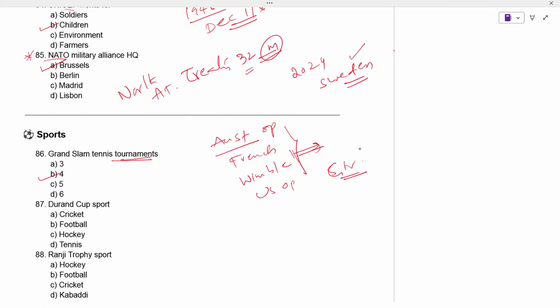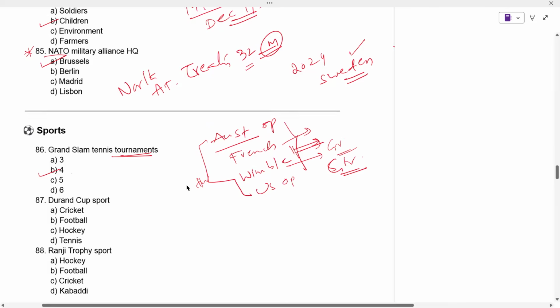And one specific point here: different types of surfaces. The Australian and US Opens are hard surface. The French Open is definitely clay. And Wimbledon is grass. So we have different types of surfaces. And if the player wins all these 4 titles in a single year, that's called a Grand Slam. So the option is 4 tournaments come under Grand Slam.